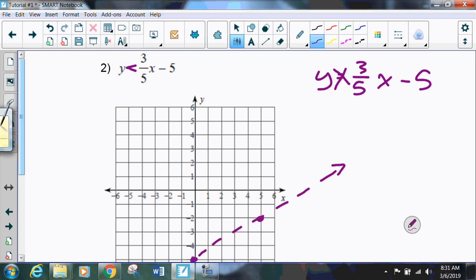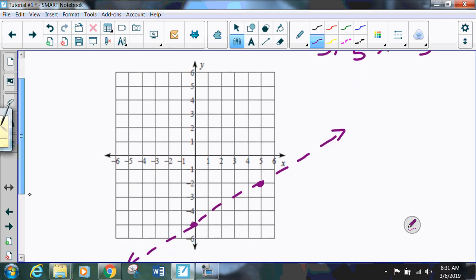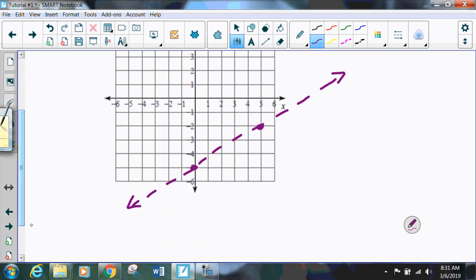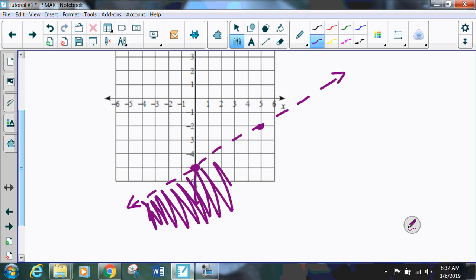So to find out where we should shade, if y is less than this line, I'm going to put my pen or pencil or whatever I have in my hand. I'm going to put the point on the y-intercept, and I'm going to say, what's less than negative 5 on the y-axis? Well, all the numbers going down the y-axis are going to be less than that, which tells me my shading is down from the line.